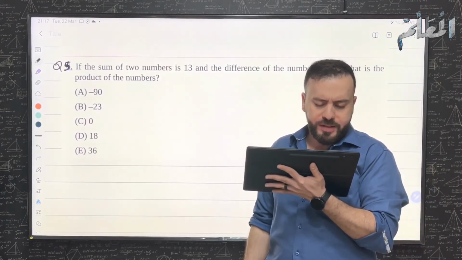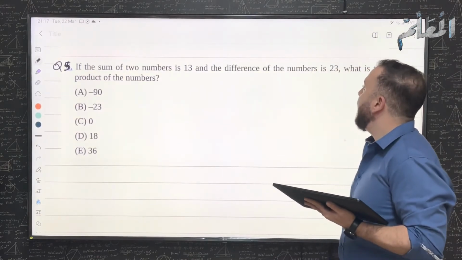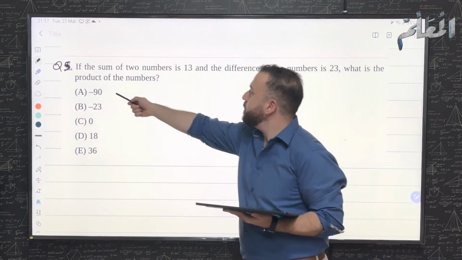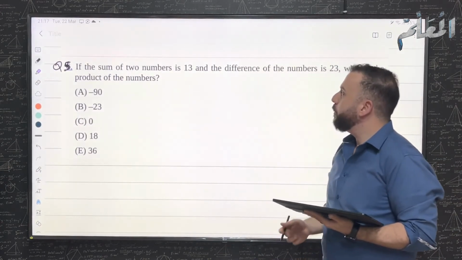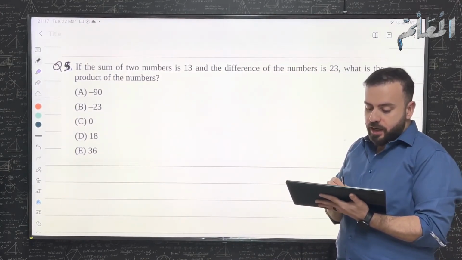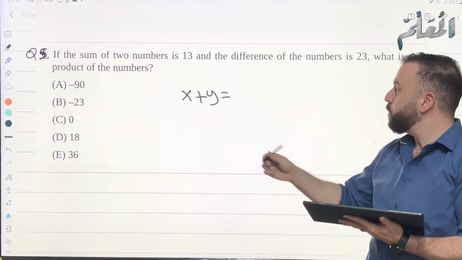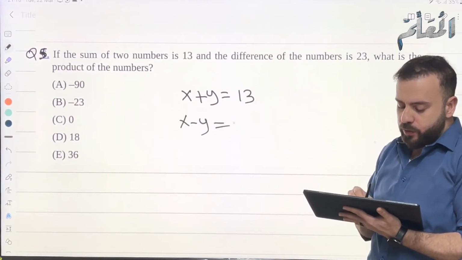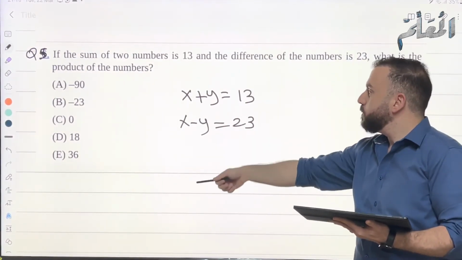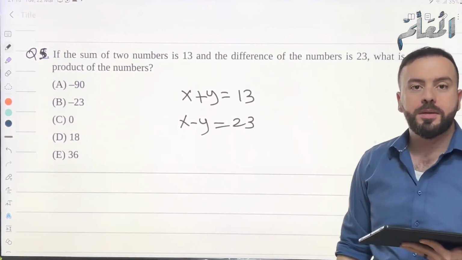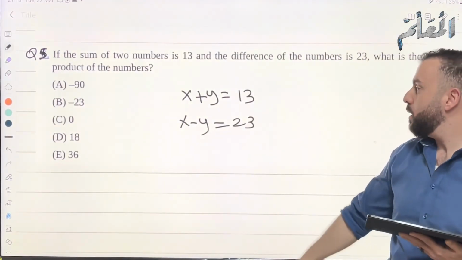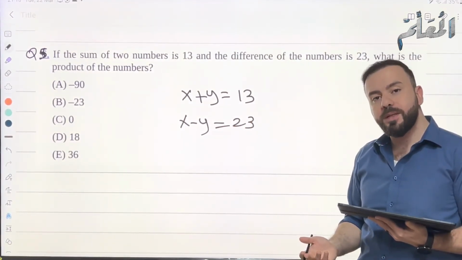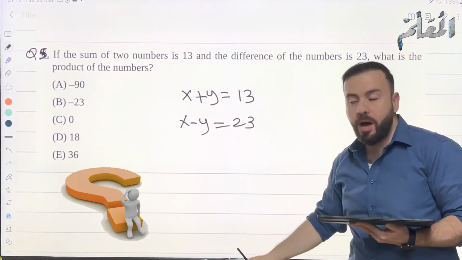Now, if the sum of two numbers is 13 and the difference of the numbers is 23, what is the product of the numbers? So the thing here is the sum x plus y is equal to how much? 13, and x minus y is equal to 23. So those I call them what? Simultaneous equations. So x plus y equals 13, x minus y equals 23. There are many ways to solve simultaneous equations. Here we're going to add them up.